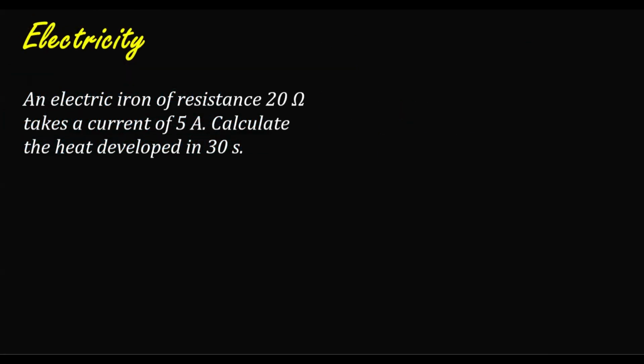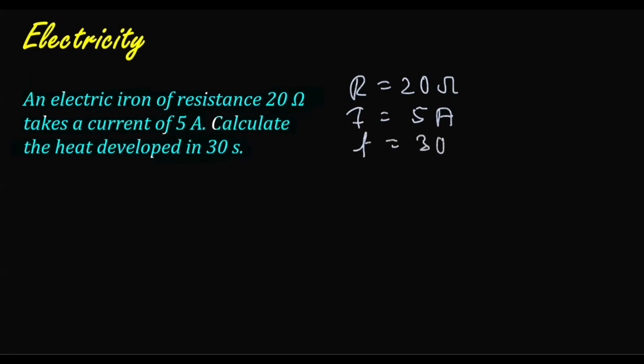The next question says an electric iron which is of resistance 20 ohm takes a current of 5 ampere. What we need to calculate is the heat developed in 30 seconds. This should be very easy. Let's figure out. We have resistance R is equal to 20 ohm, current I is equal to 5 ampere, and the time given here is again in SI unit, 30 seconds.